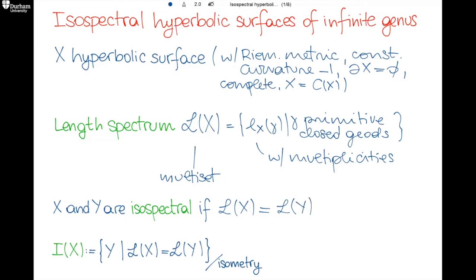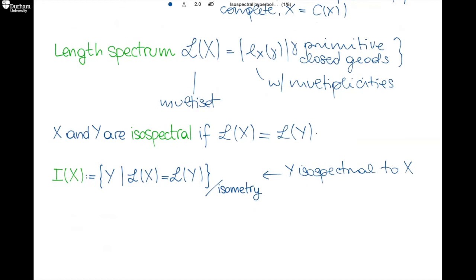Just an extra piece of notation, I'm going to denote by I of X the collection of all surfaces that are isospectral to X. So all the Y isospectral to X with the same length spectrum. I'm going to consider that up to isometry. So it's clear that two surfaces that are isometric are going to have the same length spectrum. And the question is somehow to which extent is the converse true? So more generally, to which extent does the length spectrum determine the surface?